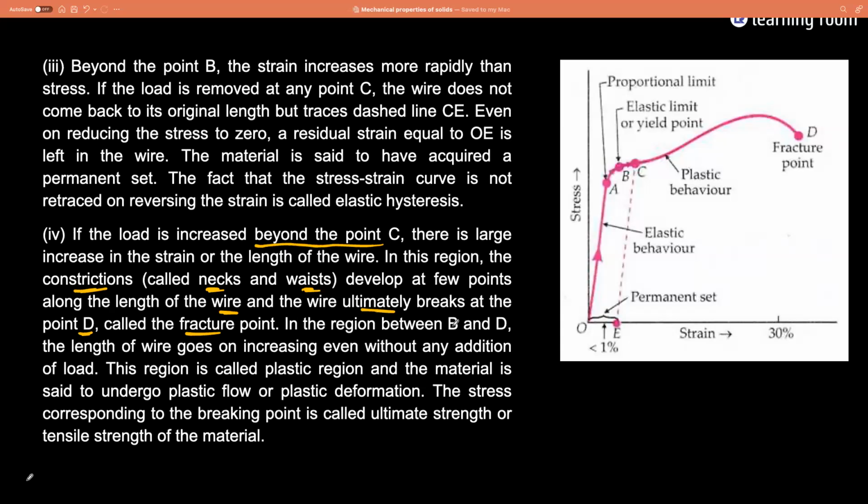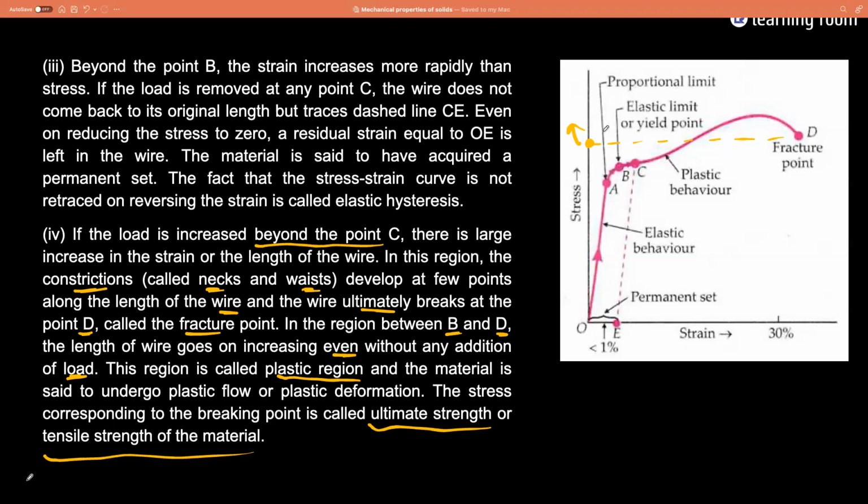So in this region B to D, what is happening? The length of the wire goes on increasing even without any addition of load. Even if you add a slighter value, it keeps increasing. This region is called the plastic region, and the material is said to undergo plastic flow or plastic deformation. The stress corresponding to the breaking point is called the ultimate strength or the tensile strength of the material. If I draw a perpendicular from here, what do you call this point? The stress corresponding to the fracture point is called the ultimate strength or tensile strength.